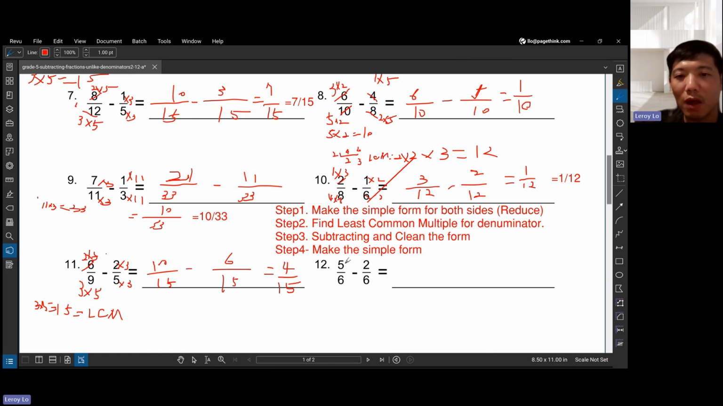So number 12, 5 over 6 minus 2 over 6. Since this is the same denominator, we can do the subtraction by doing 5 minus 2. So it will be 3 over, we keep this denominator the same, 6. And then now we need to make it the simple form. So we divide both by 3. So we will have 1 over 2.